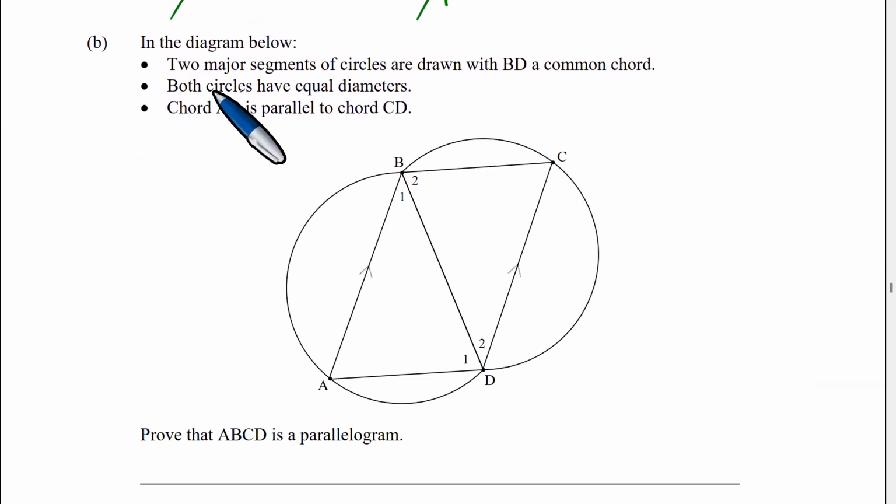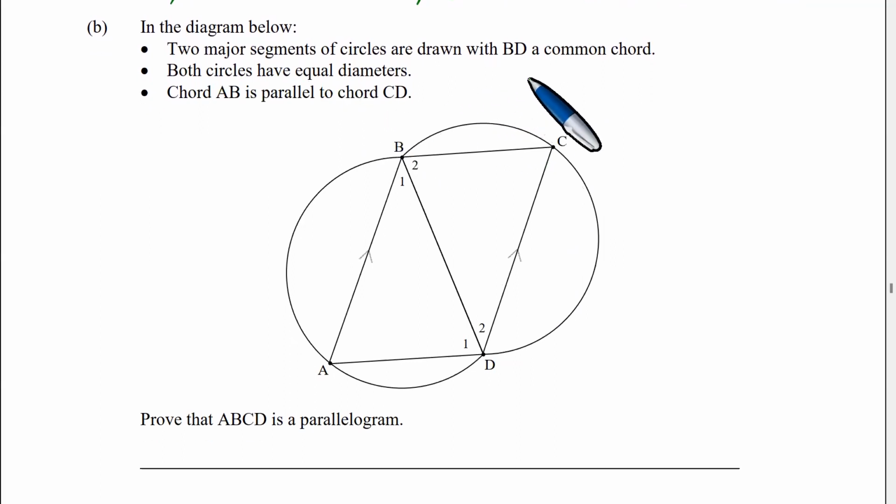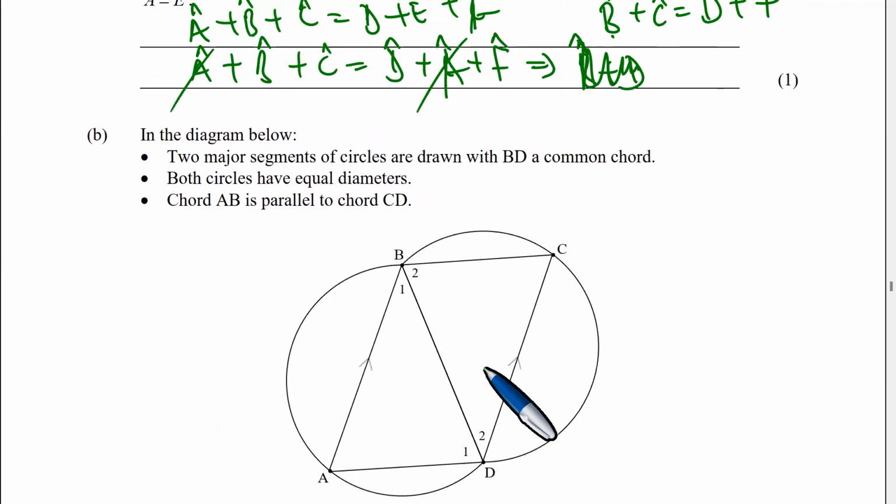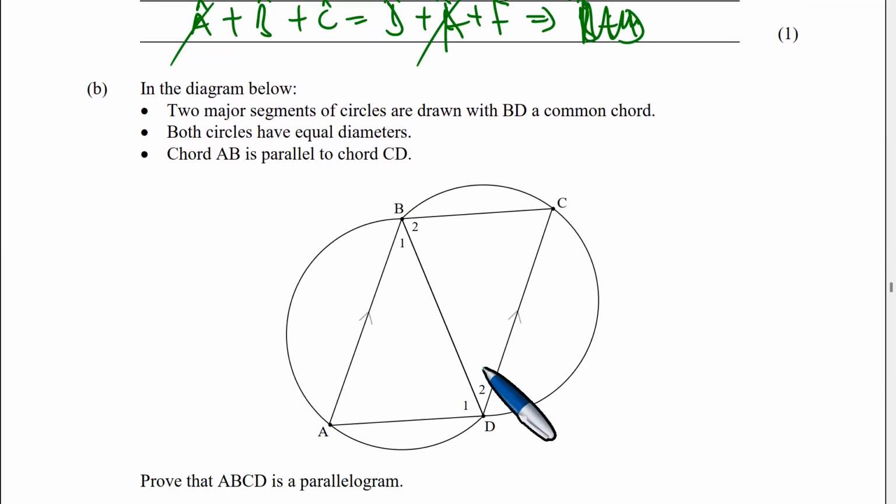Next question: in the diagram below, two major segments of circles are drawn with BD as a common chord. Both circles have equal diameters. Chord AB is parallel to chord CD. Prove that ABCD is a parallelogram. Where do we start? What is the first step with this particular question?